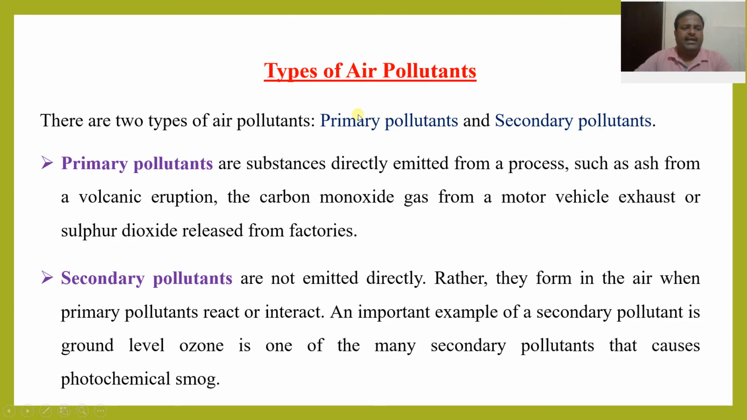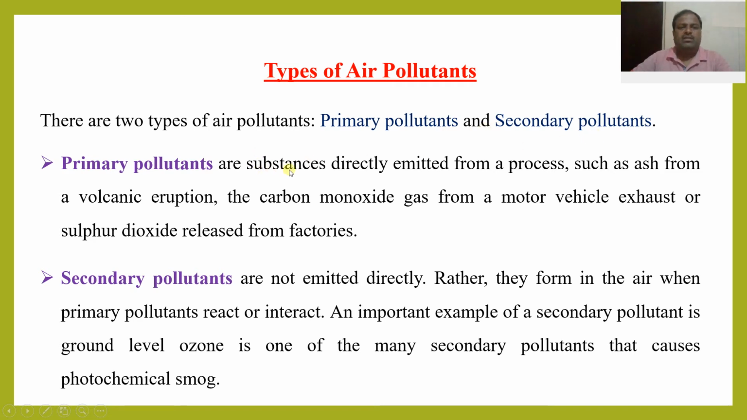So an air pollutant is known as a substance in the air that can cause harm to humans and the environment. The pollutants can be in the form of solid particles, liquid droplets, or gases. In addition, they may be natural or man-made. Majorly there are two types of air pollutants: primary pollutants and secondary pollutants.